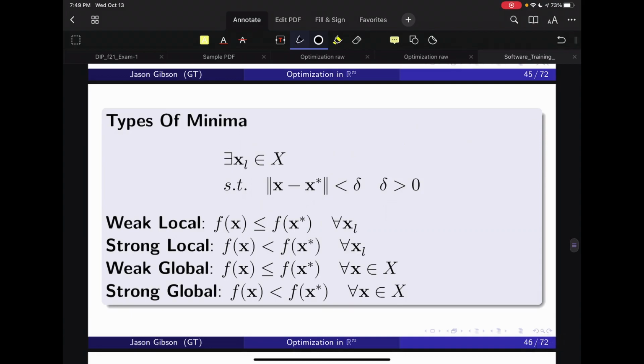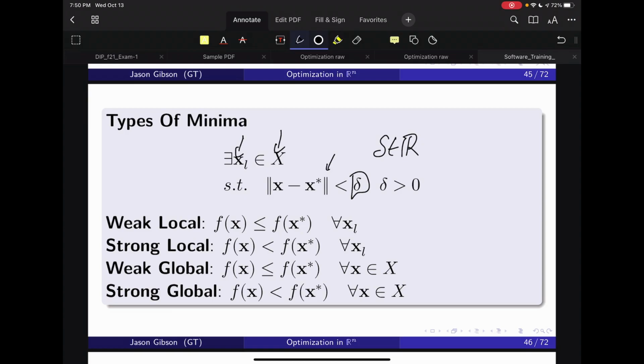Now we come back to our types of minima, but now we're in the vector case. So now I define some vector x, which is in X, such that the norm, denoted by these two bars, we're saying that the norm is less than some distance. So remember, d belongs to R because it is only a single value. I'm saying that the magnitude of the difference between these two vectors is bounded by this value delta, and delta must be greater than 0. So we have the exact same conditions we had before.